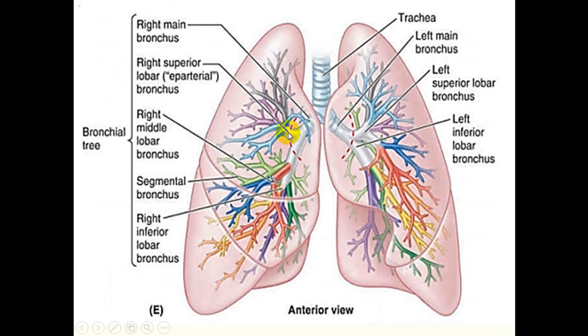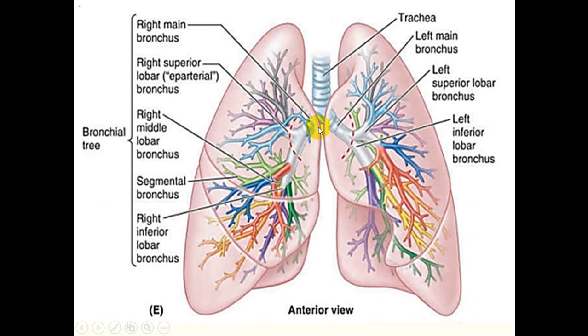Now, the right main bronchus entering the hilum will divide into two bronchi first, the eparterial and hyparterial bronchus. The eparterial bronchus will continue as the lobar bronchus for the superior lobe of the right lung, while the hyparterial bronchus will divide into two secondary or lobar bronchi for the middle and the inferior lobe. On the left side, the left main bronchus divides into two lobar or secondary bronchi for the superior and inferior lobe of the left lung.